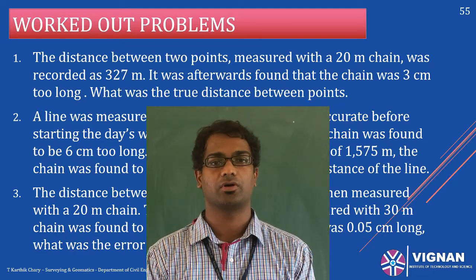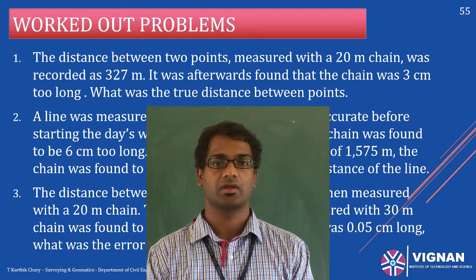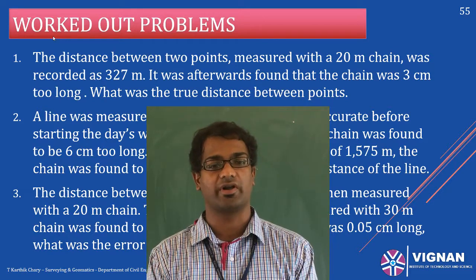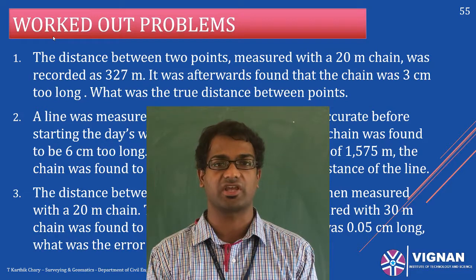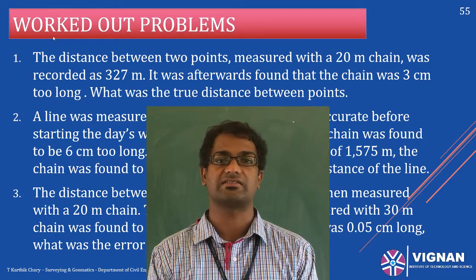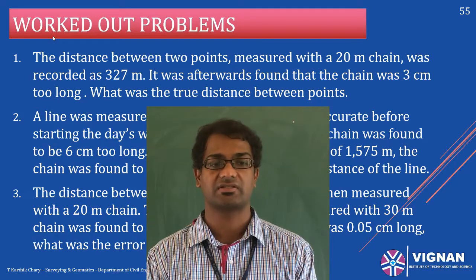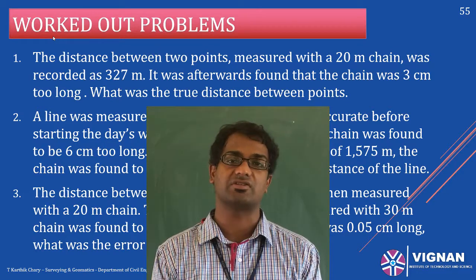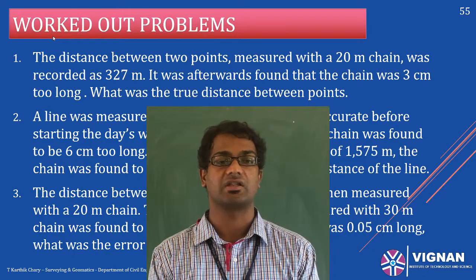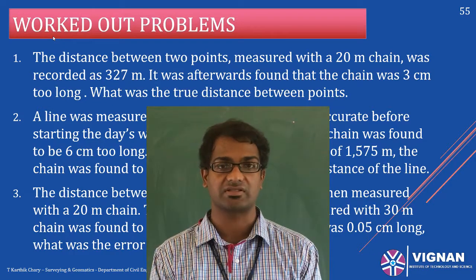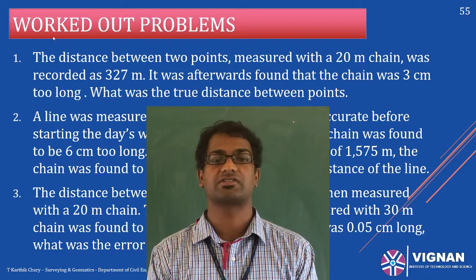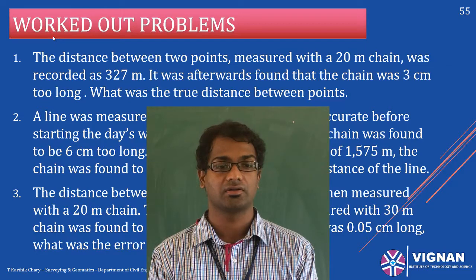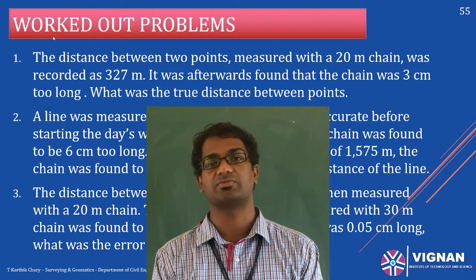Let us discuss the first problem. The distance between 2 points measured with a 20-meter chain was recorded as 327 meters. It was afterwards found that the chain was 3 centimeters too long. What was the true distance between the points?